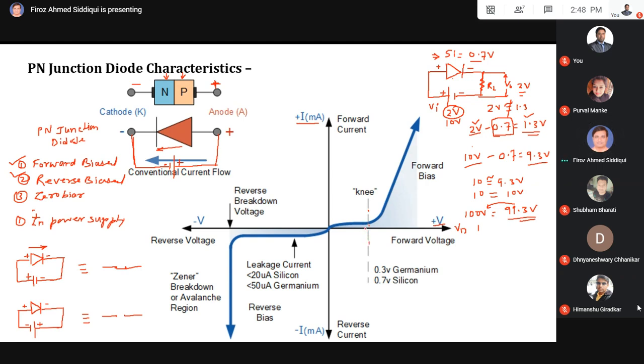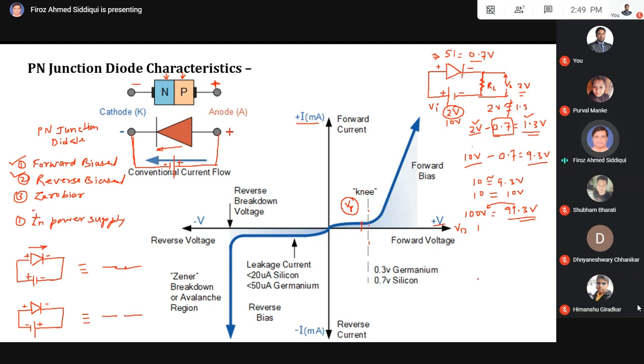What is this knee? Knee or cut-in voltage, you must have heard about it. Cut-in voltage or knee voltage of the diode. So there are two voltages. If you look at numerical questions based on this, you will come across a term V gamma. V gamma is the cut-in voltage of the diode. Cut-in voltage means the voltage after which the diode starts conducting.